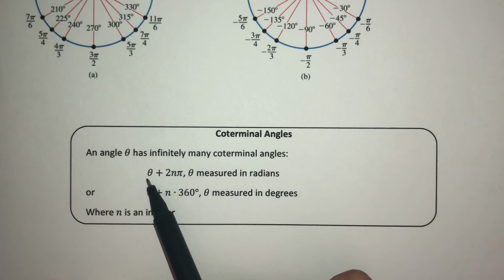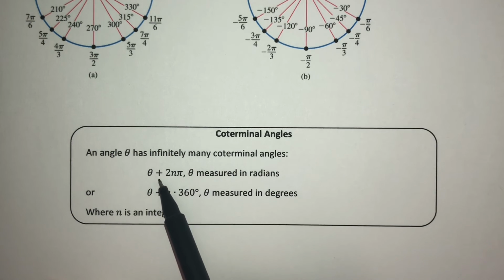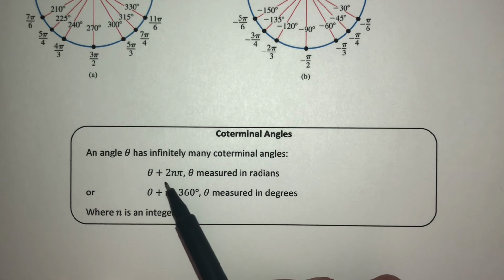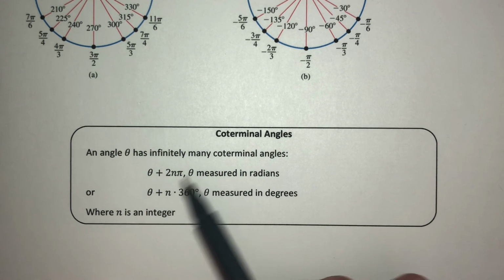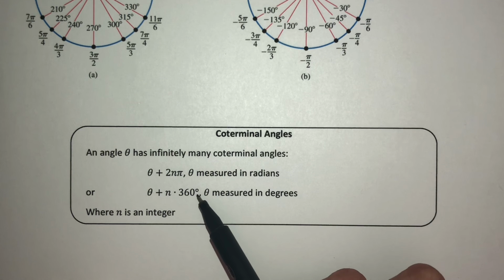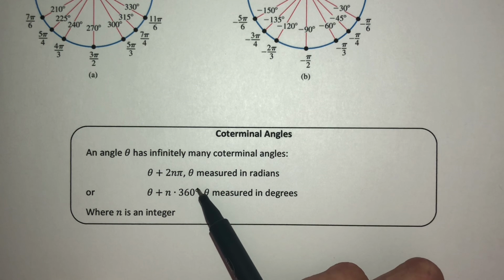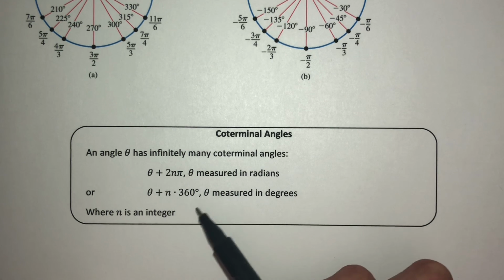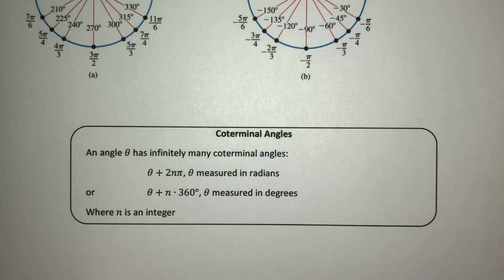If our angle is measured in radians, then we can add any multiple of 2 pi. 2 pi is all the way around. So I could add 2 pi, I could add 4 pi, I could add 10 pi. n can also be a negative number, n is an integer. So I could add negative 2 pi and end up with a coterminal angle. And the same thing happens here, except instead of 2 pi being all the way around, if we're measured in degrees, we can add any integer multiple of 360 degrees and come up with coterminal angles.